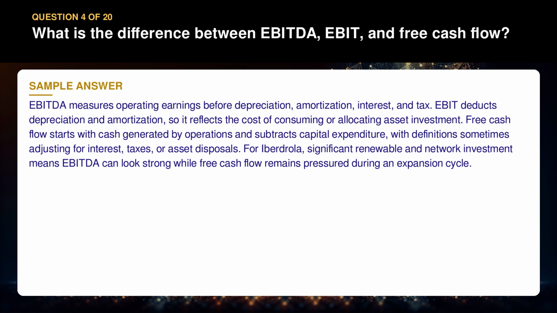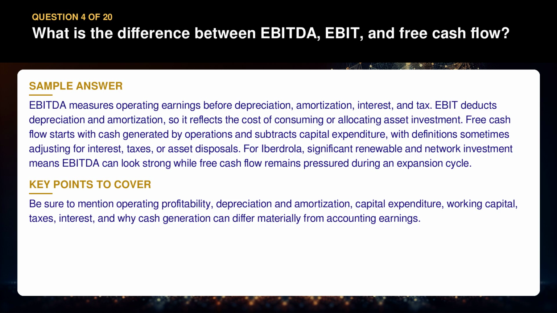or asset disposals. For Iberdrola, significant renewable and network investment means EBITDA can look strong while free cash flow remains pressured during an expansion cycle. Be sure to mention operating profitability, depreciation and amortization, capital expenditure, working capital, taxes, interest, and why cash generation can differ materially from accounting earnings.